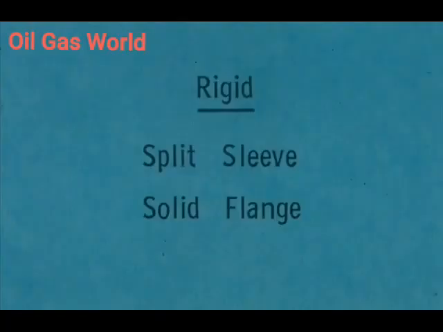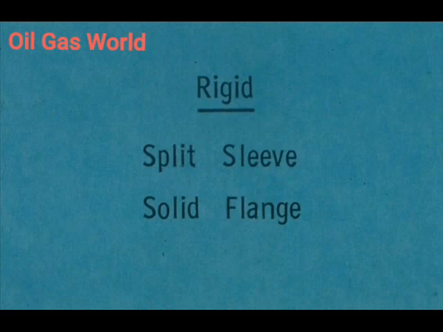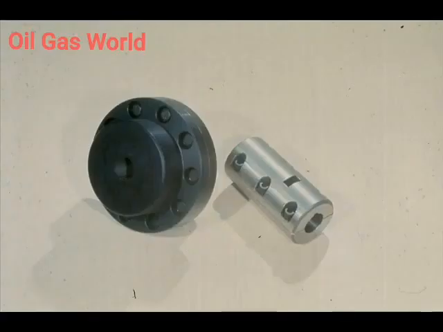Our first 2 types of couplings are in the rigid class. They are the split sleeve and solid flange types. Neither of these types of couplings will bend or give. They are designed to solidly connect the drive and the driven shafts, making them in effect a single shaft.